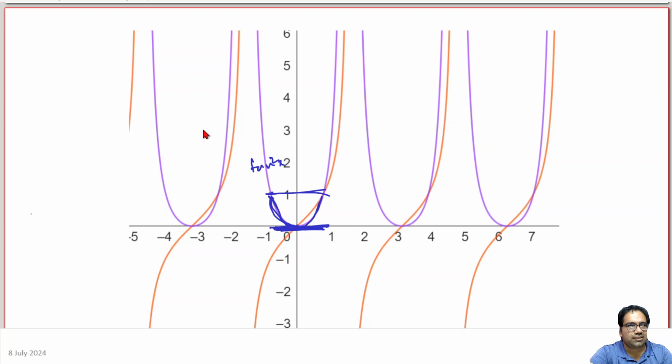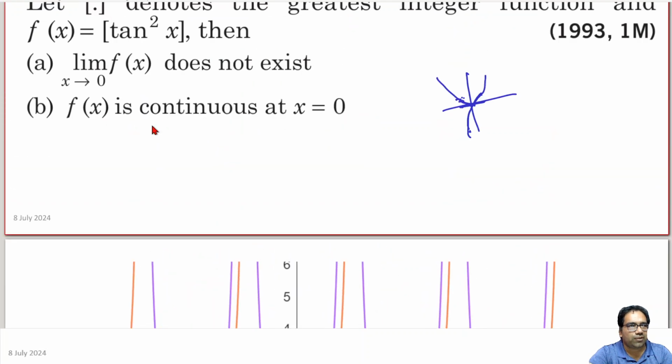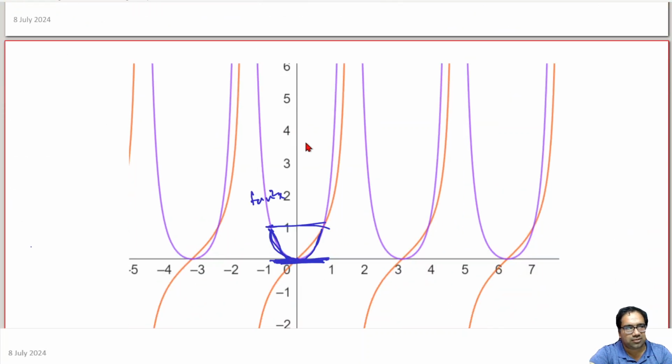So the limit exists, and f of x is actually continuous at x equal to 0. There is no discontinuity here. There is no division by 0. Tan x is continuous. This part is completely continuous, and this part when you square it will just change direction, but it will still be joining at 0.